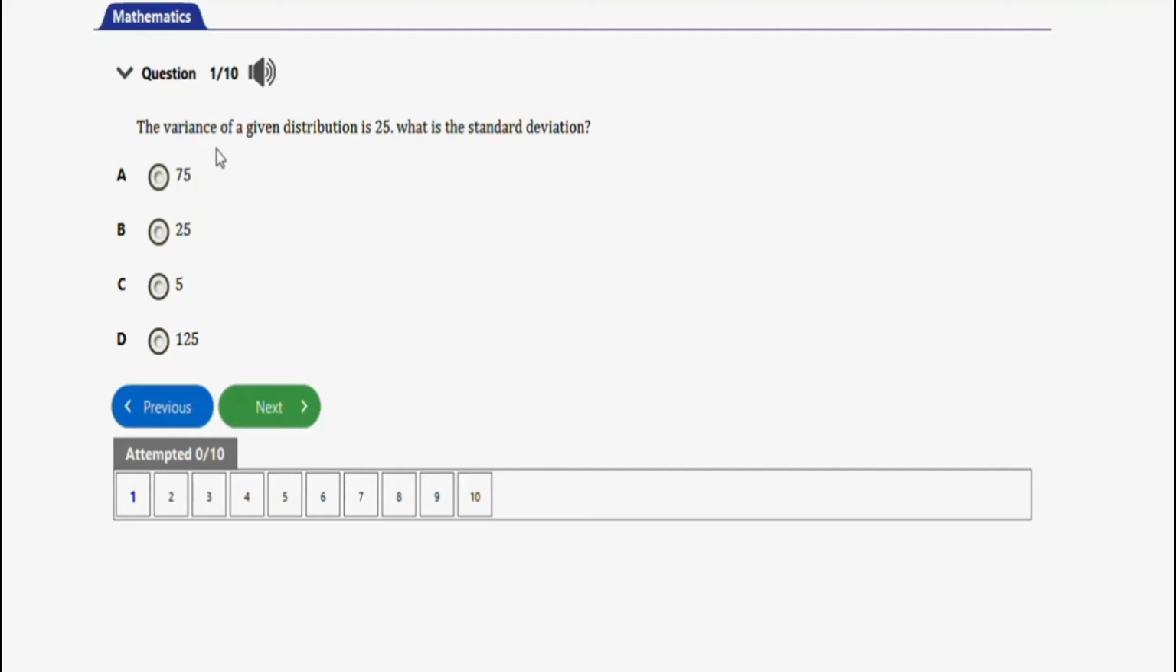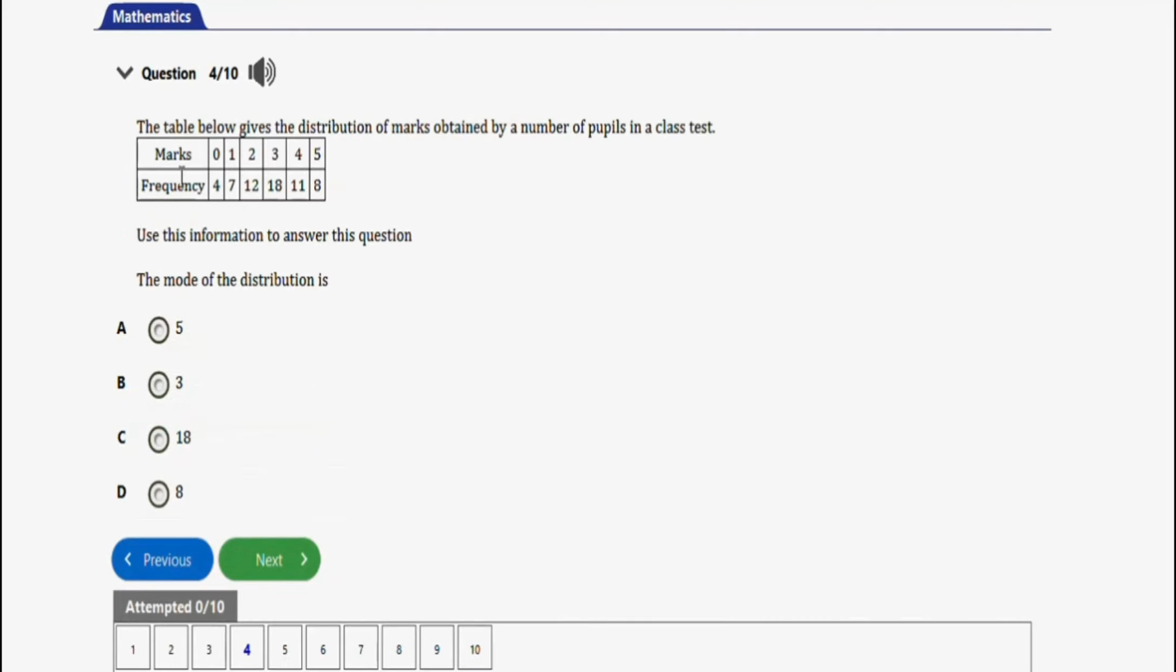It says the variance of a given distribution is 25. What is the standard deviation? So for this question, it's very cheap. Standard deviation is simply the square root of the variance. So the square root of 25 is what? 5. The right option to this question is option C. Okay, so that's it for this question. The next question will be this one.